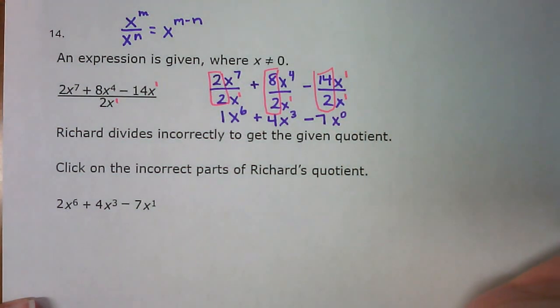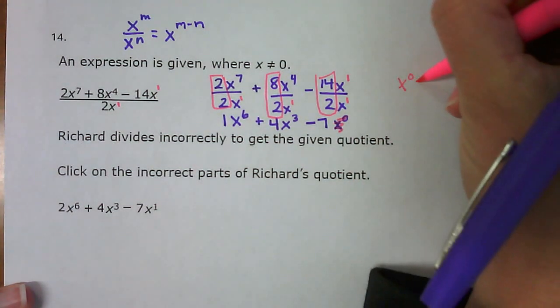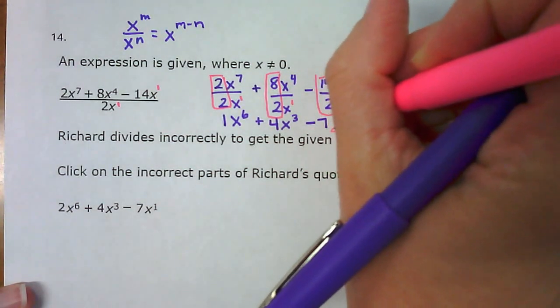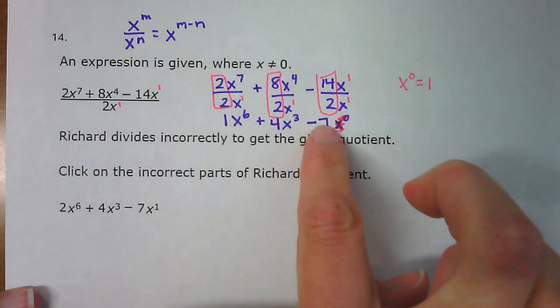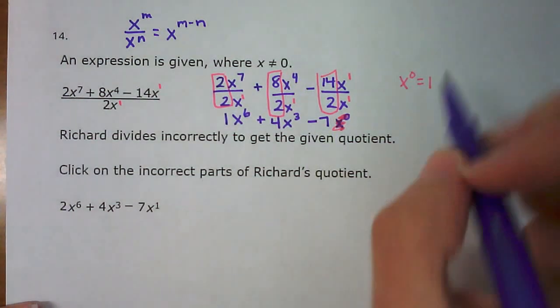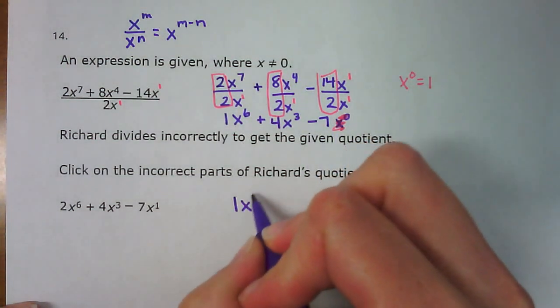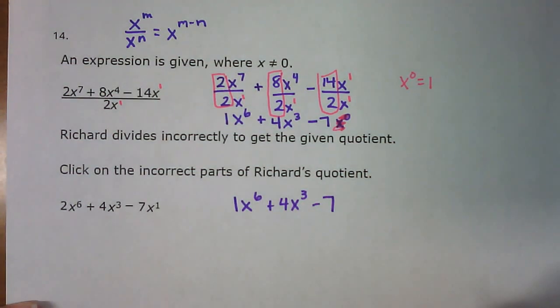When you have x to the 0, this whole thing just cancels out because x to the 0 power is 1. So this is just gone. Okay, it turns into a 1. And if you have 1 times 7, it's just still 7. Okay, so this would be our final answer. 1x to the 6th plus 4x to the 3rd minus 7.